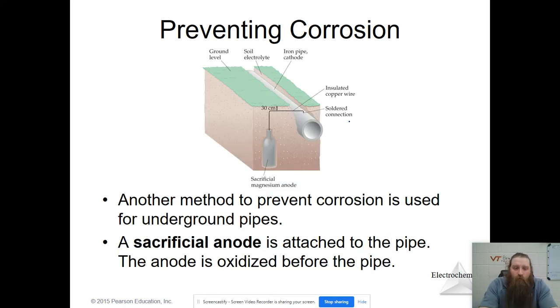Now, another way that we can do that, this sacrificial anode, is with pipes underground. We can use magnesium for that. We just solder it right to whatever the pipe is underground, and that magnesium anode is going to be oxidized before the pipe. All right, so they just check it every now and then and replace it as needed.